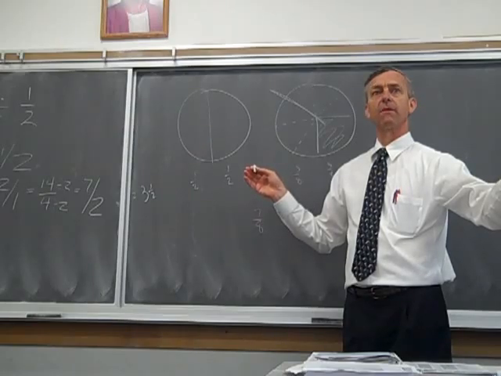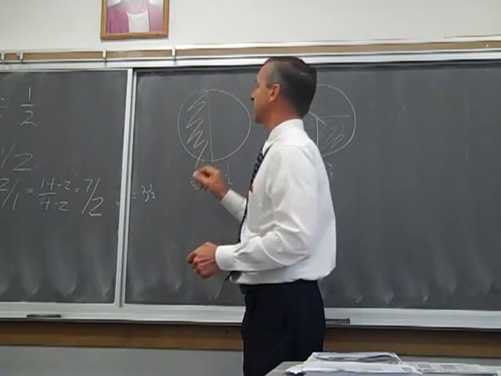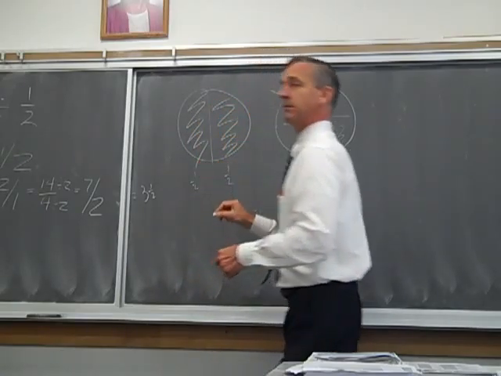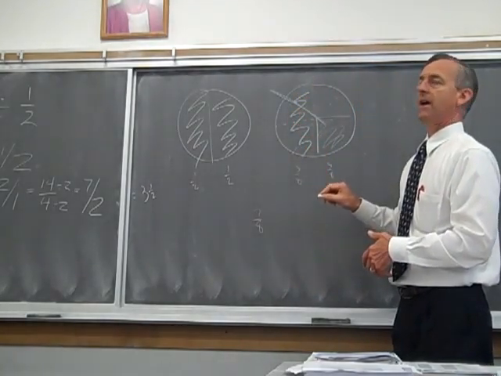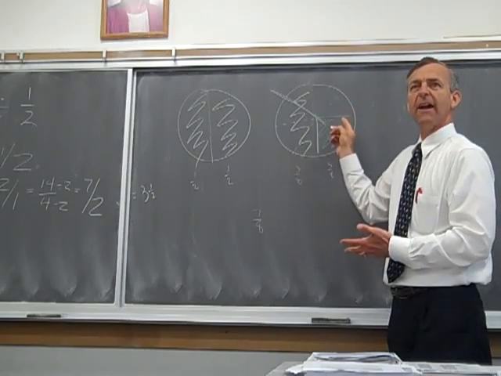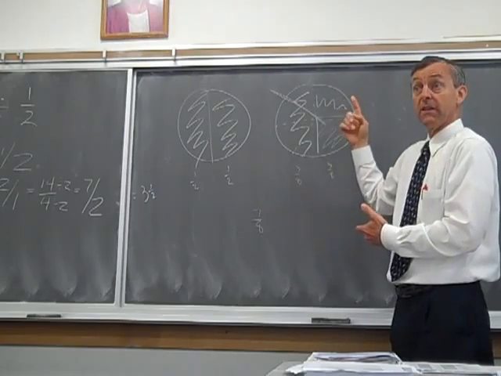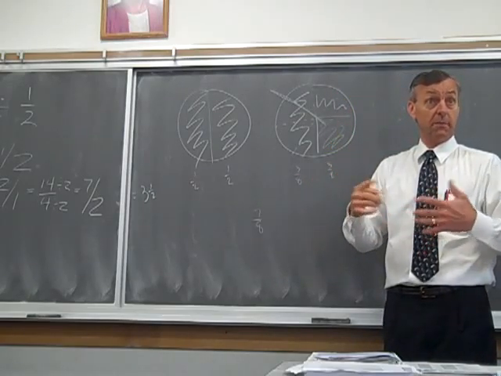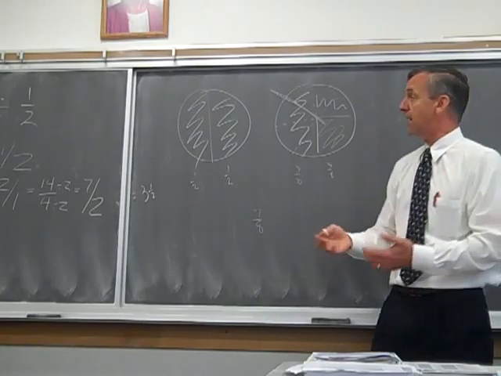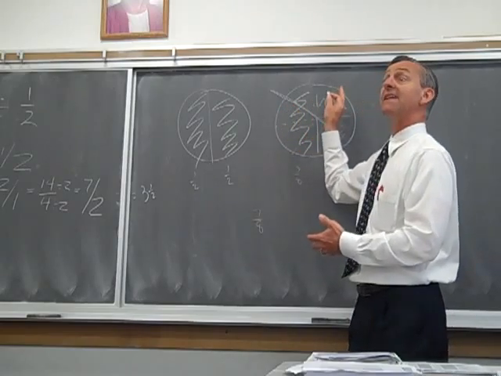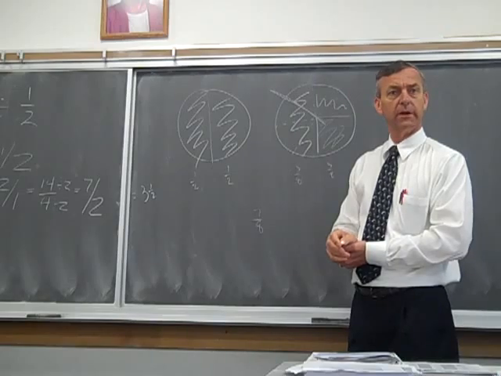Repeated subtraction. I'm going to take out this half. There's 1. I'm going to take out another half. There's 1. I'm going to take out another half. There's 1. And then I can't take out an entire half, so I take out a half of a half. The answer I get on this kind of model is how many groups of half I took out. I took out 1, 2, 3, and a half of another group, right?